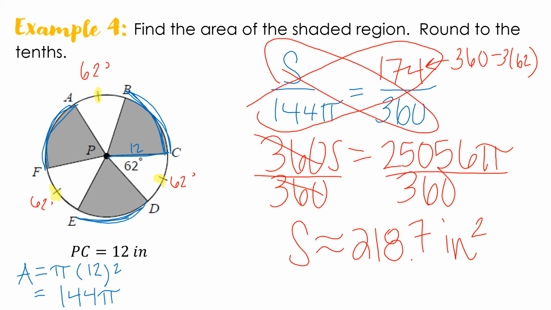So make sure you're using the correct formula. S over area equals the arc degree measure over 360. Make sure that when you find the area, you're using pi r squared, and make sure that when you're doing the degree measure, you do the total degree measure.